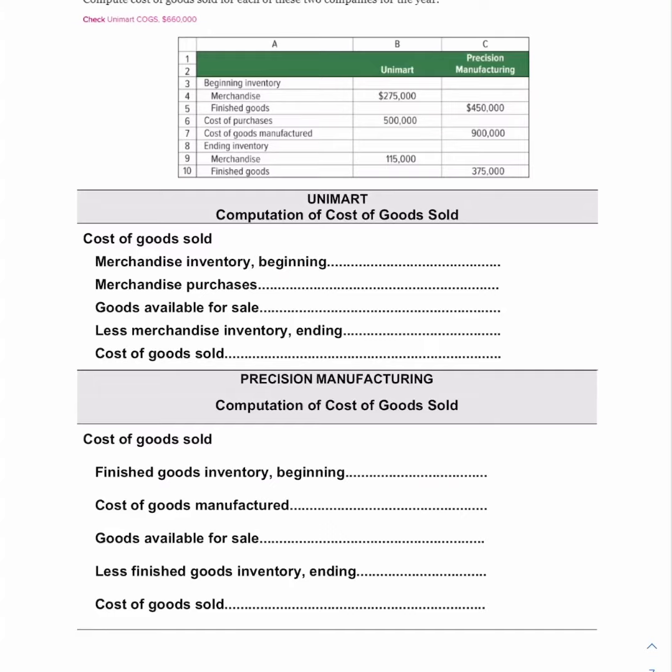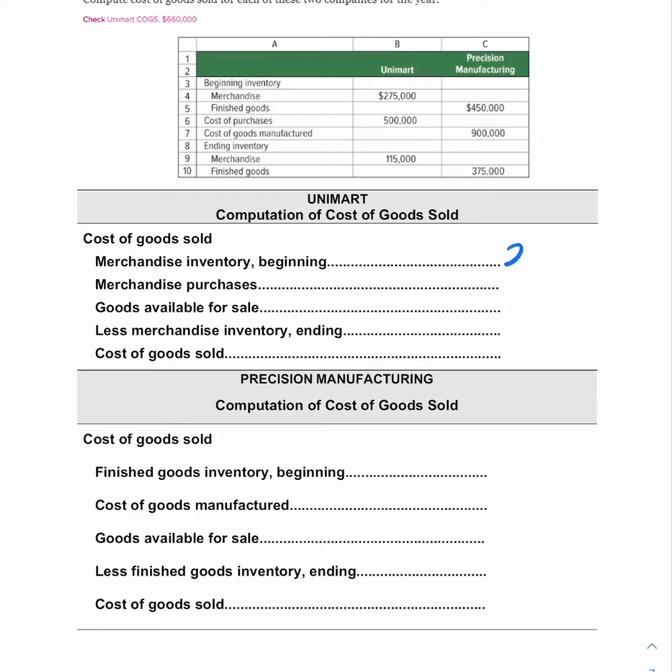So now we'll move on to the very next one. So here we're once again doing a cost of goods sold computation, but in this case they're going to give us the information in slightly different ways. So what I'm going to do here is walk you through the Unimart calculation, and we'll go through precision manufacturing.